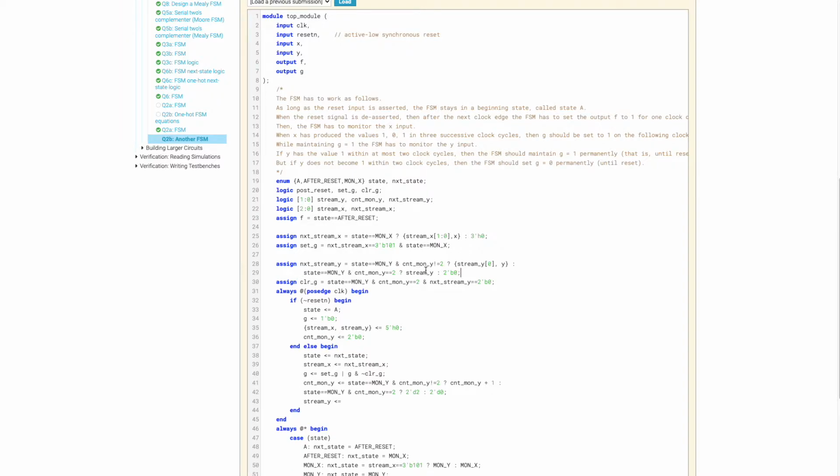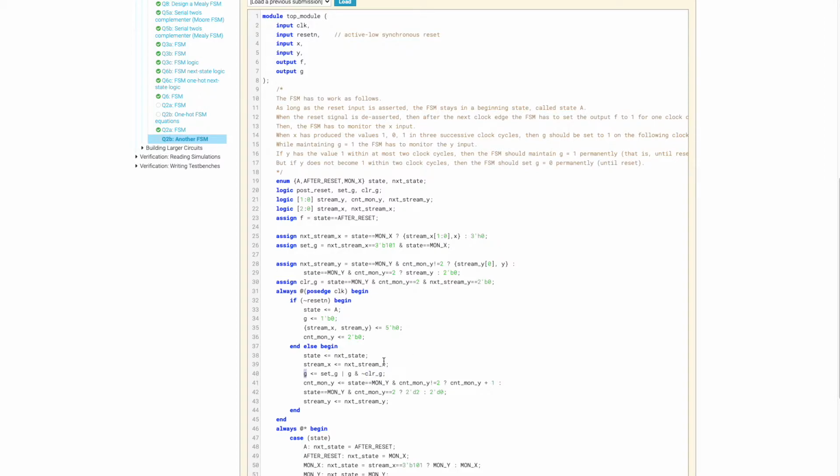And the reason is because if we're here, we are active on count equals 0, count equals 1. But the issue is at count equals 1, we're already at the second cycle, so then we have a cycle delay to stream y. If we check stream y here, then 1 cycle later you would have this information, but then clear g, and g happens 1 cycle later.